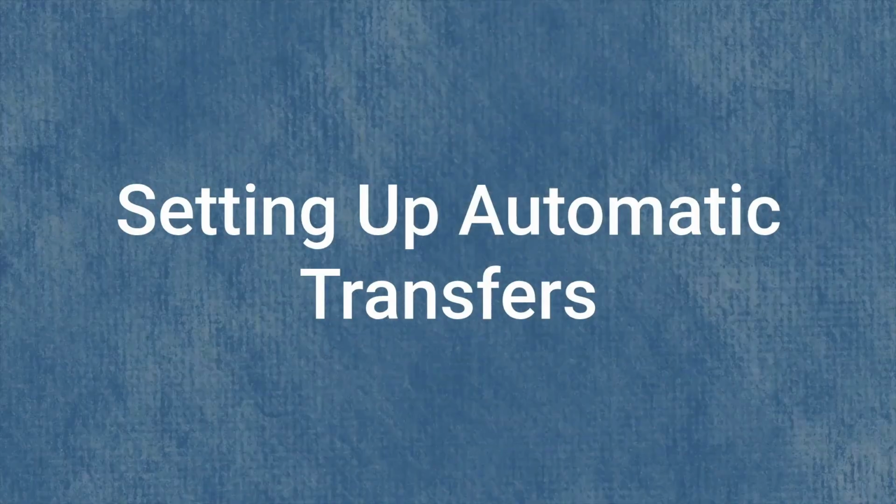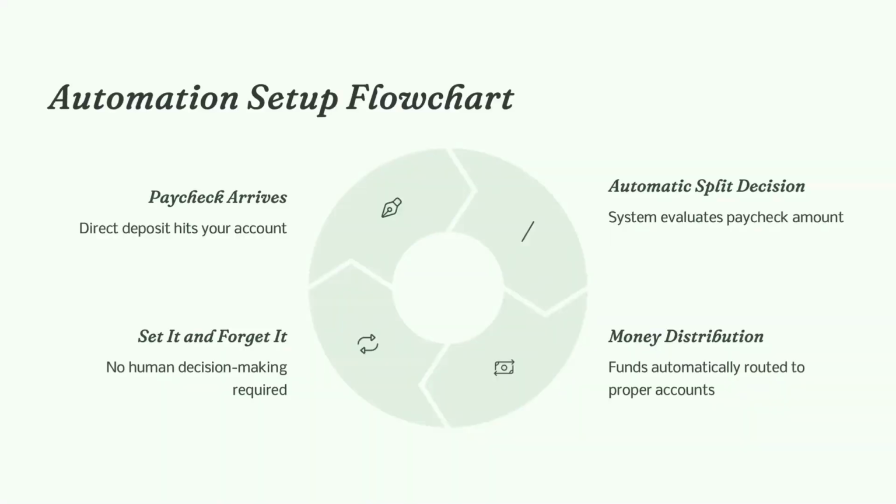You need to be able to access the money quickly when you have a slow month. Setting up automatic transfers. Here's where most people mess up. They think they'll manually transfer money to their smoothing account when they have a good month. But when you've just gotten that big paycheck, the last thing you want to do is think about saving money for your next slow period. You need to automate this.